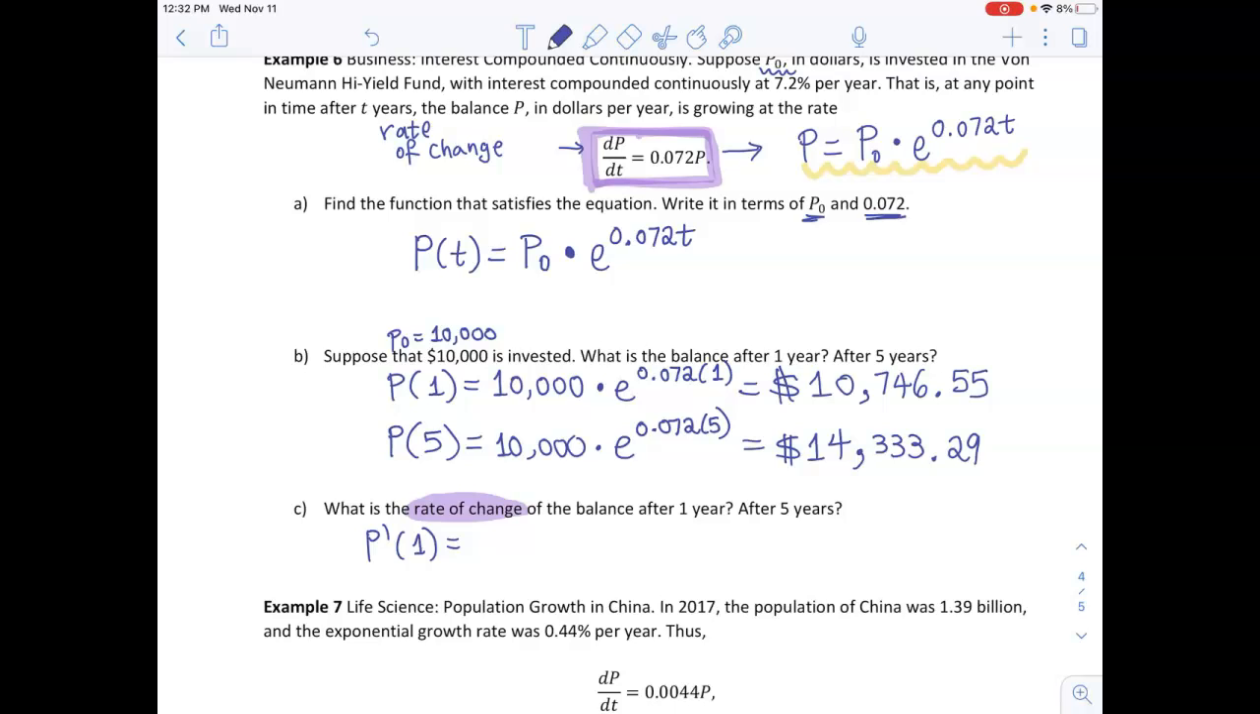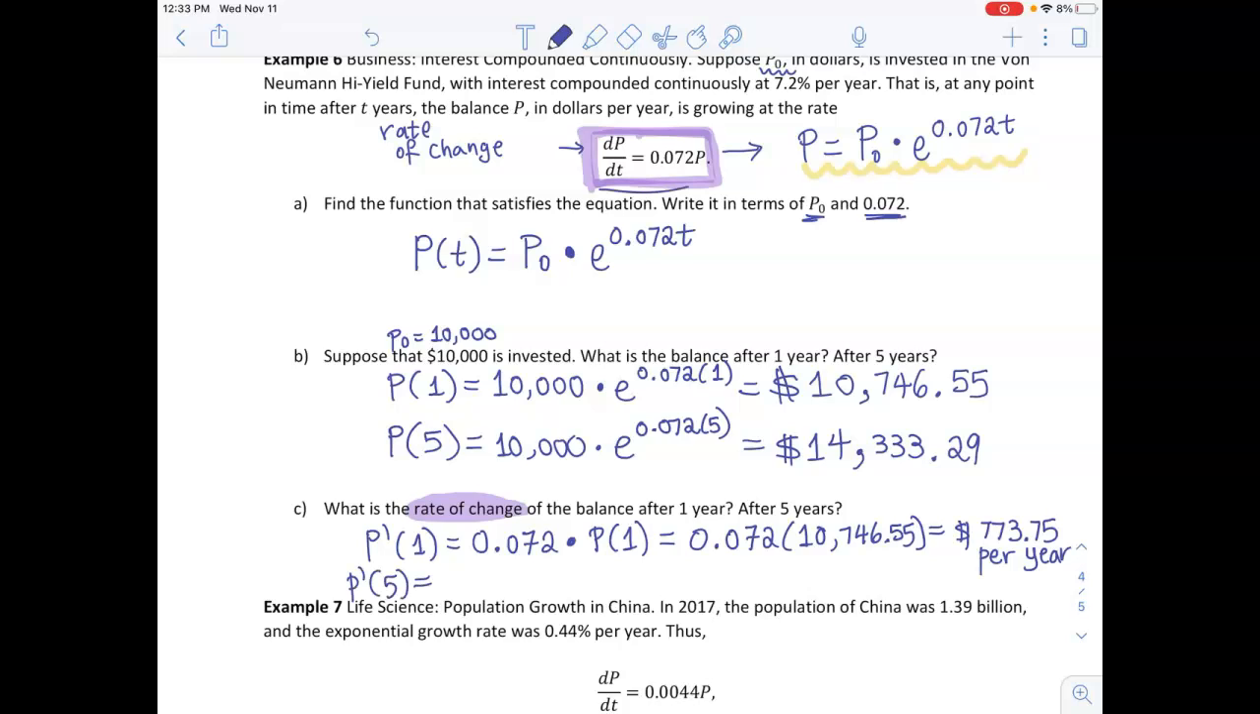I mean, we're supposed to find the derivative and plug in 1 and everything, but we don't need to do that. What we know is that derivative at 1 is going to be equal to that constant times p of 1. We know what p of 1 is. We found it a line above. So we're going to multiply 0.072 times $10,746.55. Let's go ahead and find out what that is. Get my calculator. 0.072 times $10,746.55. That comes out to be $773.75 rounded per year. So after 1 year, that is the rate of change of this investment.